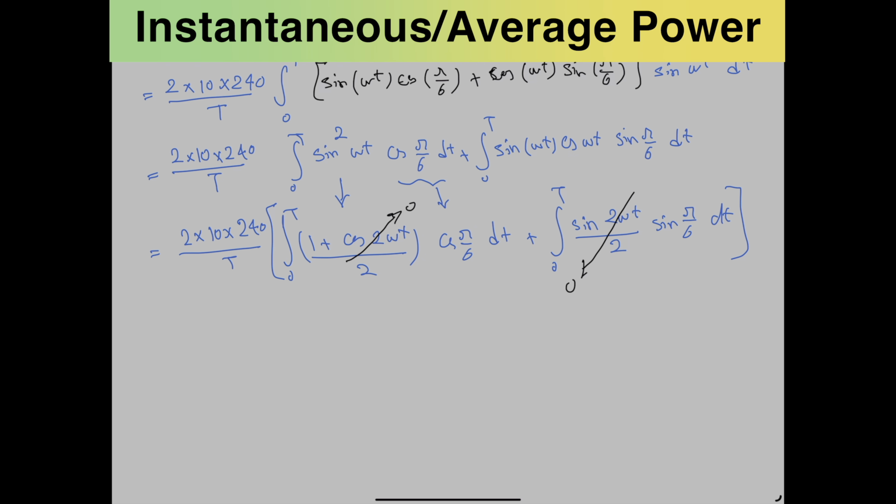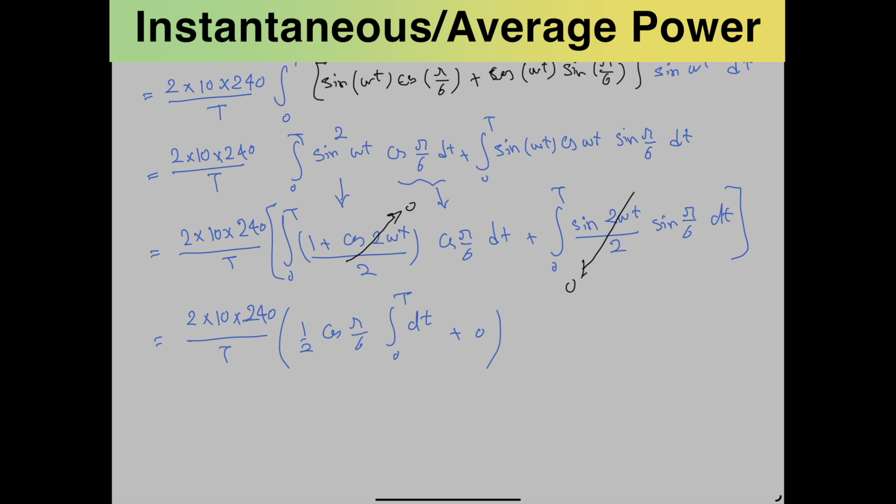What will be left essentially is going to be 1 over 2 times cos pi over 6 from the left component, and there will be nothing from the right component. Let's then simplify that further, so it will be cos pi over 6 times 1 over 2, the integration over dt, which is from 0 to t, and then plus 0, which essentially goes back to the right contribution, which has 0, and then multiplied by the initial contributor of 2 times 10 times 240 divided by t.